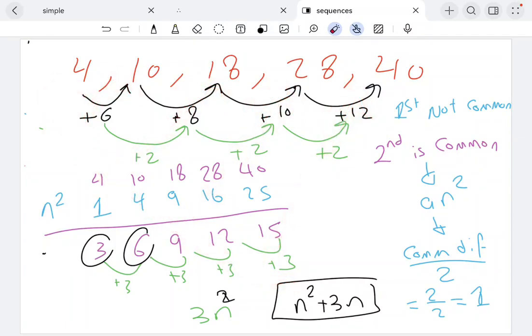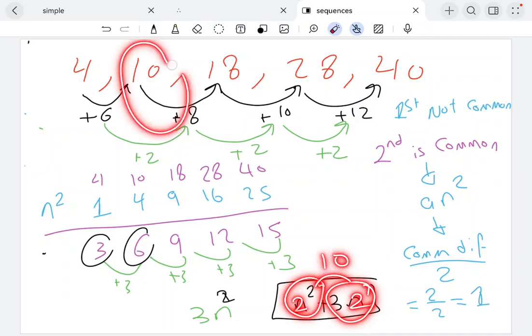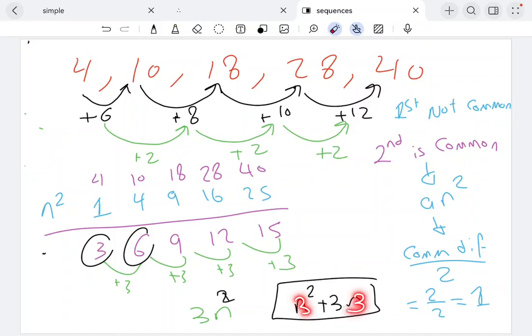And you want to check it? Check. Put here 1, and here 1. It will be 1 squared plus 3, which is 4. Put here 2, and here 2. It will be 4 plus 6, which gives me 10. Yes, it's a 10 here. If you put 3, it will be 9, plus 9, it will be 18, which is correct.